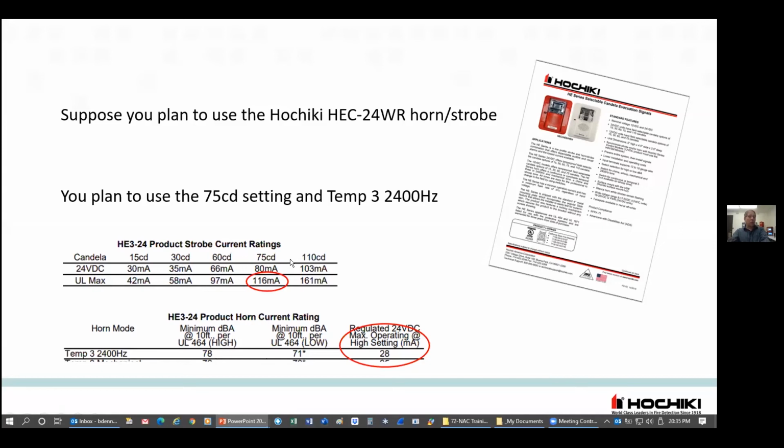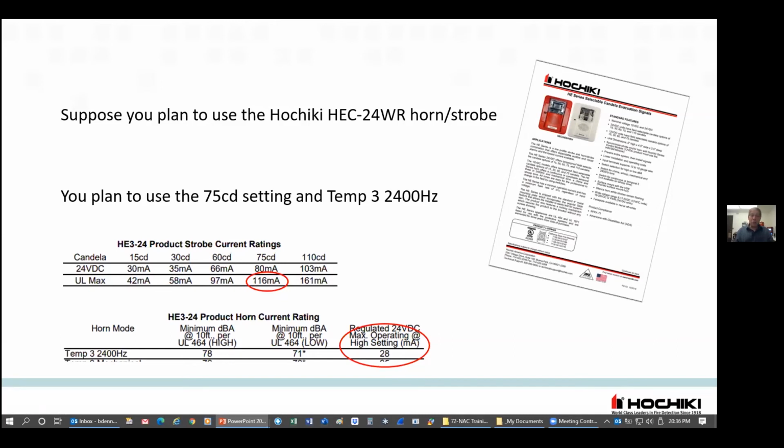Now for the strobe, we've got two ratings here. We've got 80 milliamps. We've got 116 milliamps. The 80 milliamps is at 24 volts. 116 milliamps is called the UL max. When UL tests these appliances, they test them over a wide range of voltage, and they measure the current and they identify what is the worst possible current draw that this appliance will require. And that is what they give us as the UL maximum current.